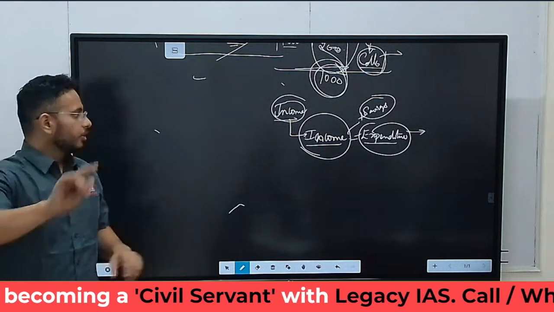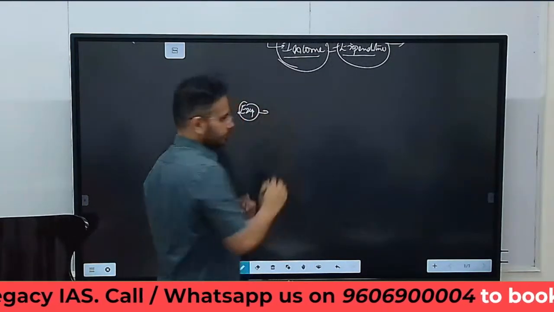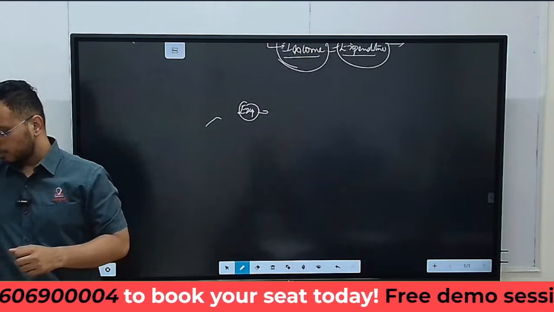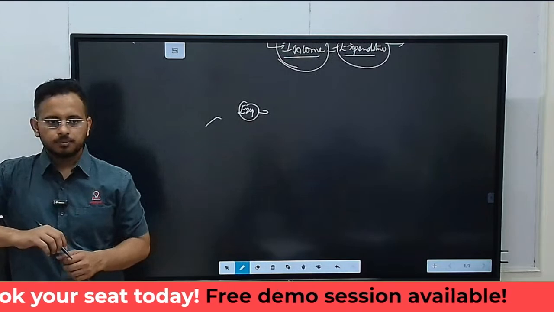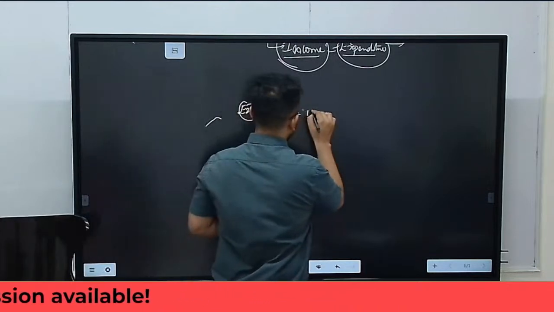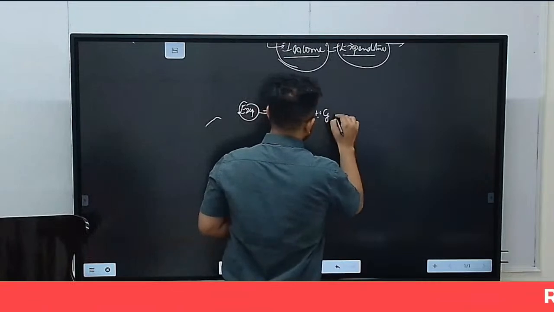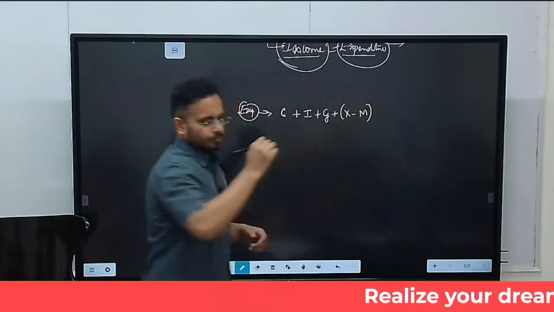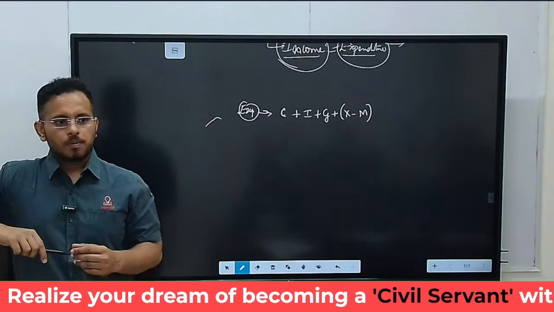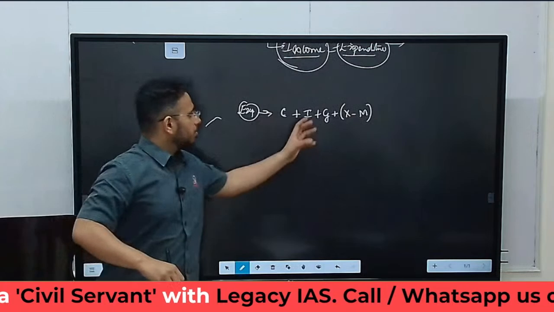Okay, so when you have written the expenditure method, make a note of one more equation. We have missed this equation. Expenditure method is equal to C plus I plus G plus X minus M. Write this under the expenditure method. Okay, what is this? C plus I plus G plus X minus M.